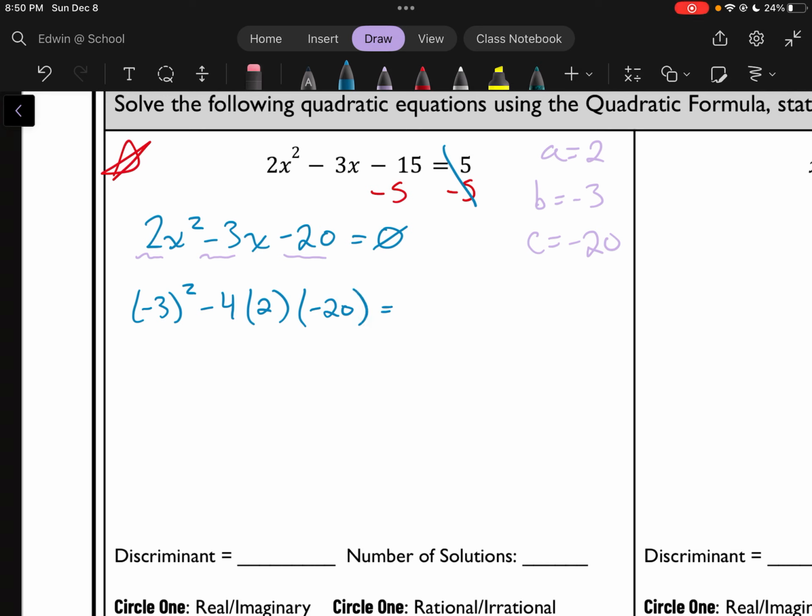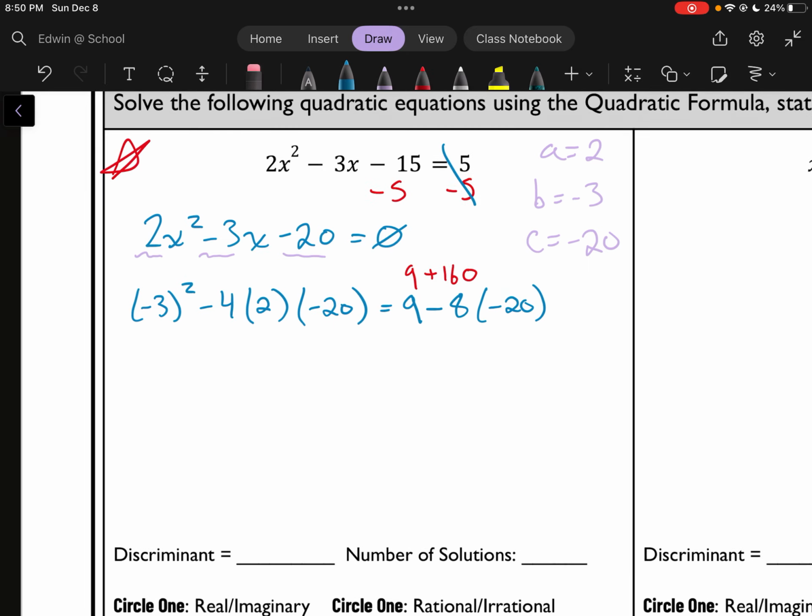This means we got negative 3 squared, which is 9. Negative 3 times negative 3 is a positive 9. Then we have minus, then we have 4 times 2, which is 8, times negative 20. Now let's think about this. We got 9 minus 8 times negative 20. So that's like plus, let's see, 160. 8 times 20 is 160. Since they're both negative, it turns positive. So that means this is 169.